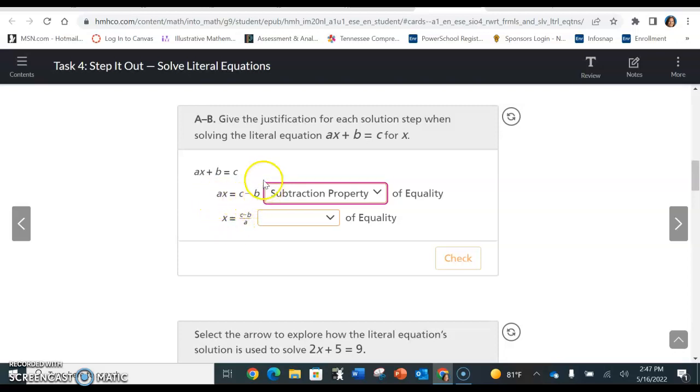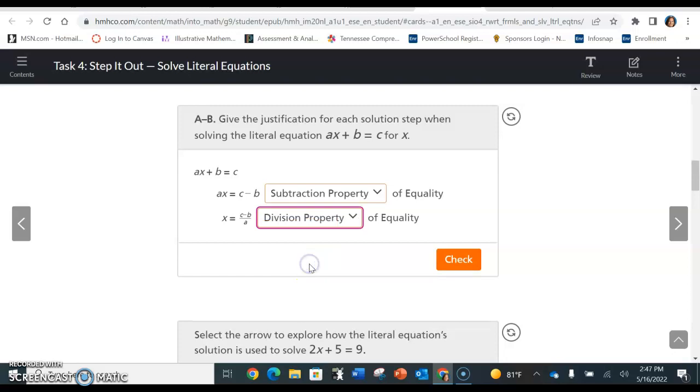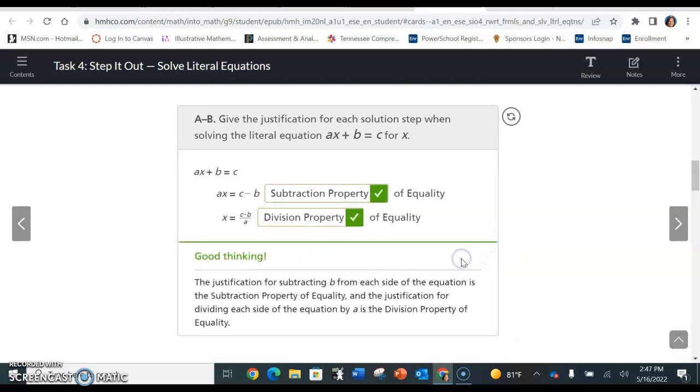All right, after you do that, we're solving for x, so we have to get rid of the a. A times x, the inverse of multiplication is division. So I have to divide both sides by a. So that's going to be division property of equality.